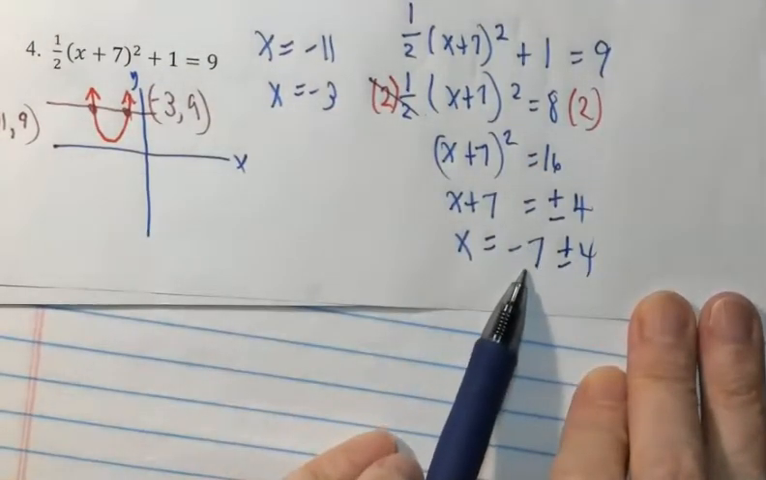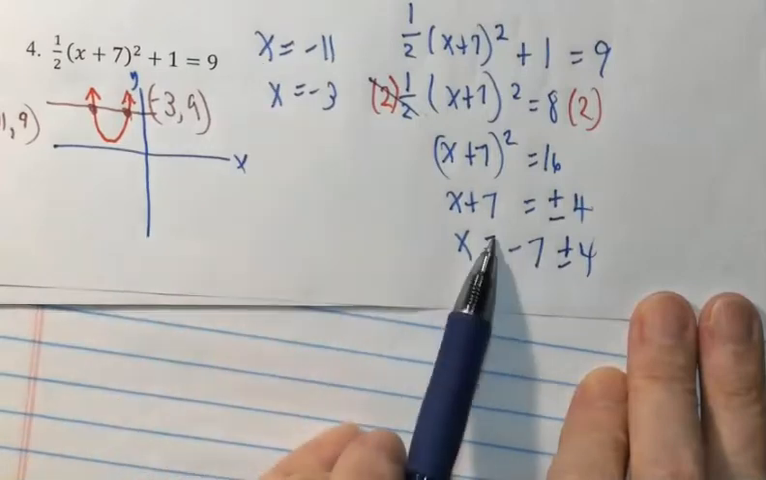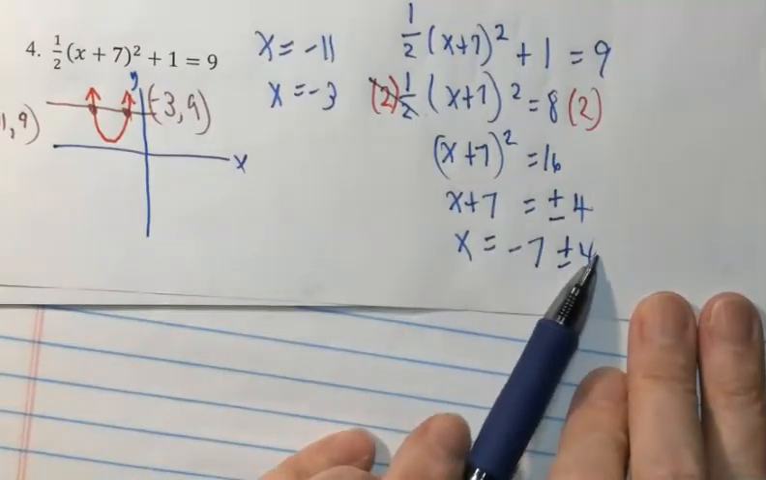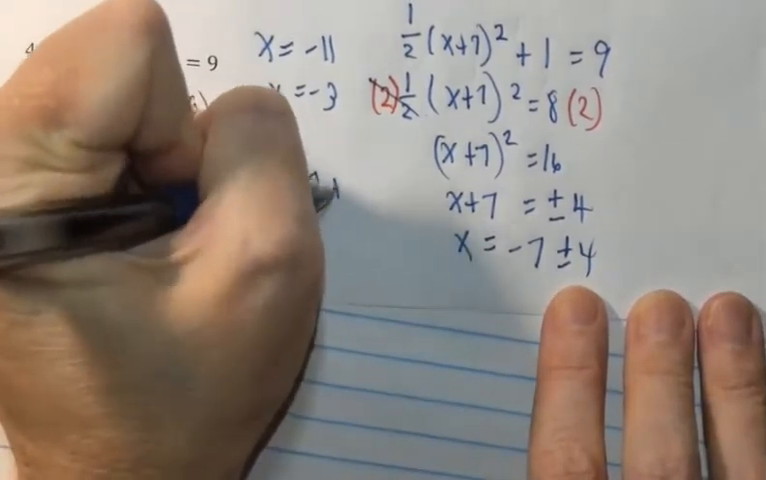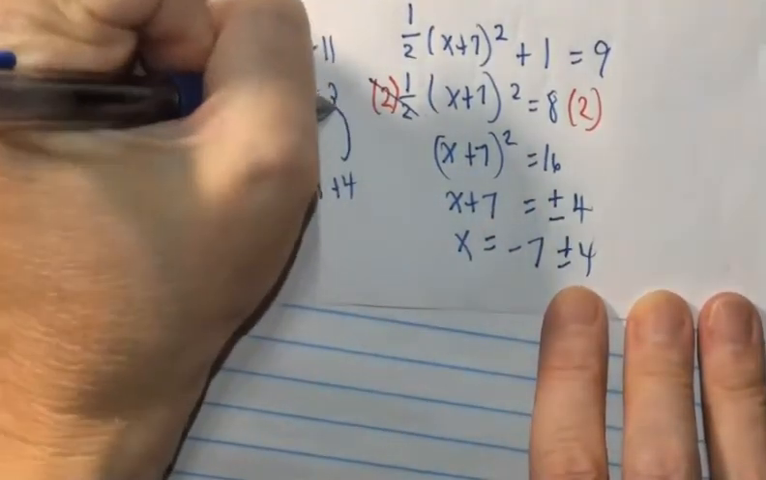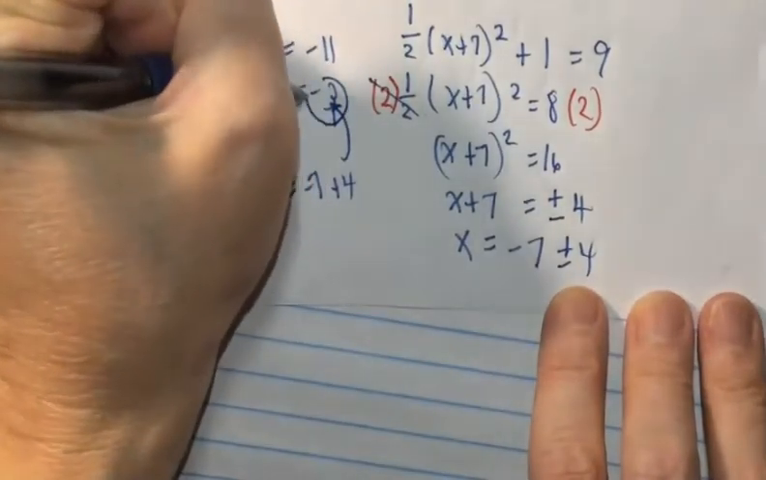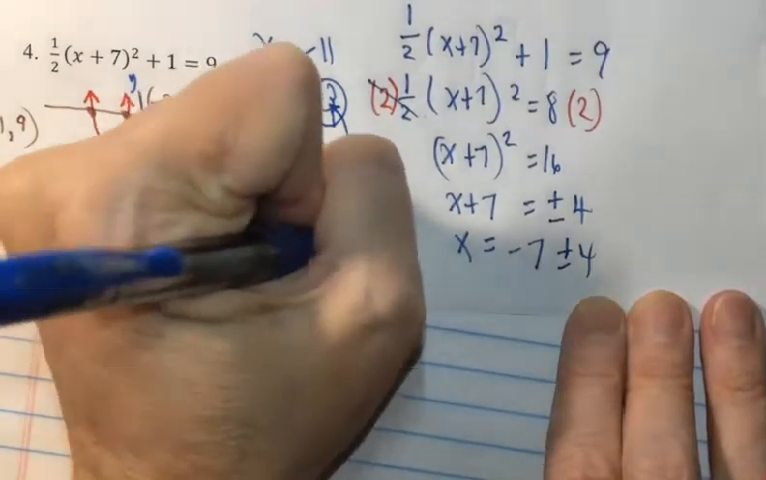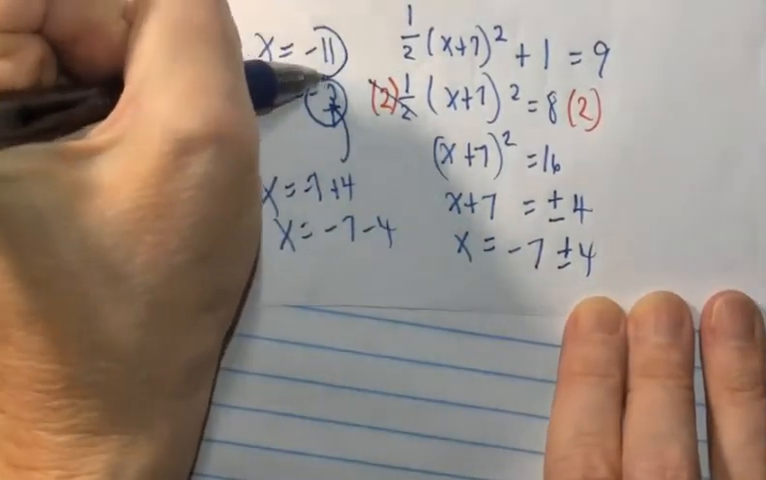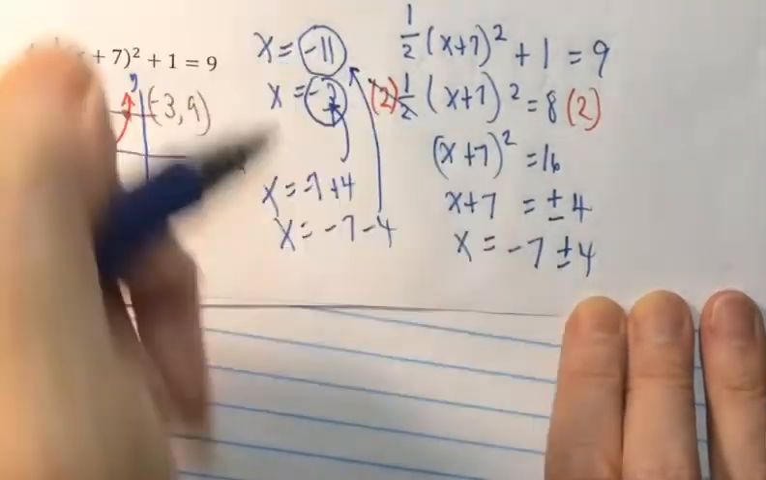Now let's see if these answers here match the ones here. So we'll start with negative 7 plus 4. Well, negative 7 plus 4 is equal to negative 3, so that one works. And the other one is x equals negative 7 minus 4, and that one works too, because that one's equal to negative 11.